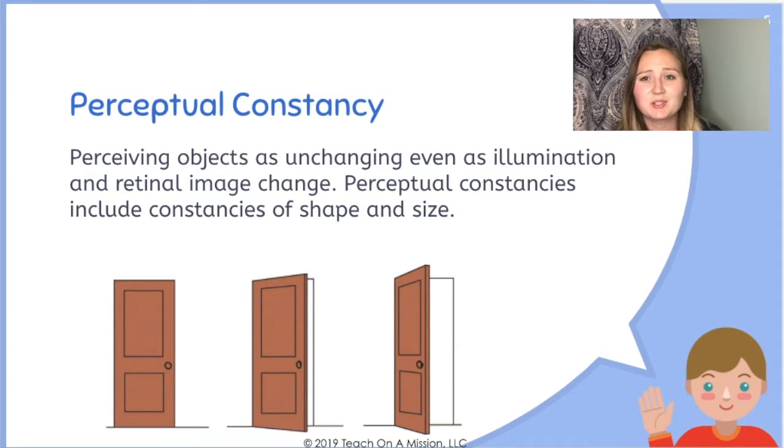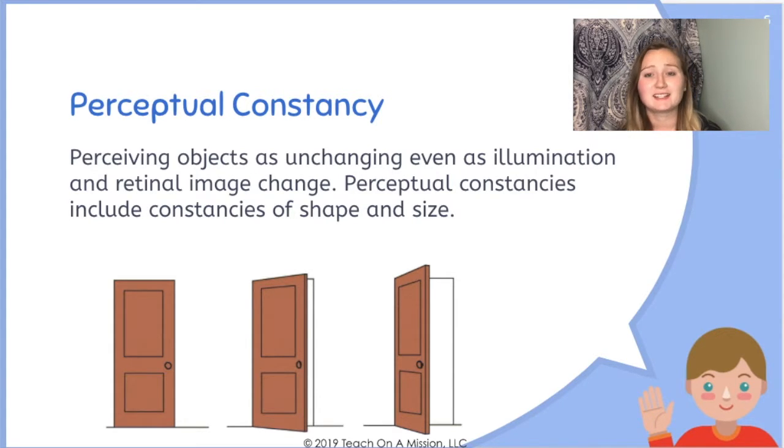Okay, so the next one is perceptual constancy. This is basically that even though illumination and your retinal images are changing, the image is maintaining its size and shape in your head. So for example, if you look at this image, there are 3 doors. You perceive 3 same size doors, even though if you actually look at them, they don't look the same size or shape, right? So you perceive in this moment here 3 doors that are the same size and the same shape. That is your brain using perceptual constancy.